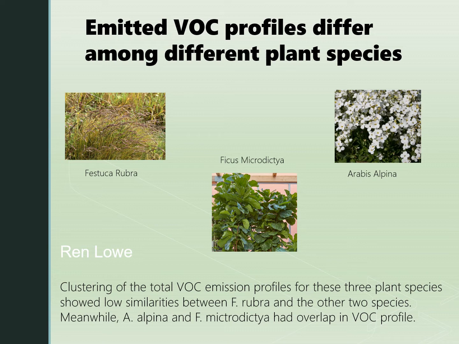I found that the Festuca rubra had a significantly different VOC profile than the other two species, but there was some overlap between Ficus microdetia and Arabis alpina.